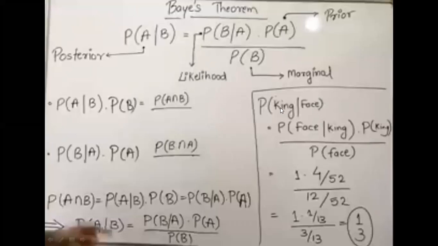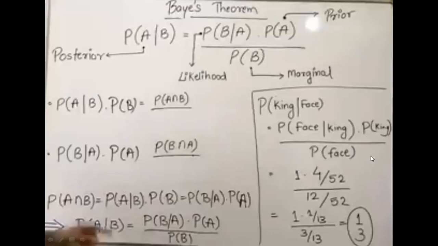That is nothing but the probability of finding a king, given that a face card has already occurred. You may have four kings in a particular deck of cards. So I just reverse this. Here you can see the probability of A given B is written as the probability of B given A, so let me interchange this: probability of face given king, times probability of king, divided by probability of face.